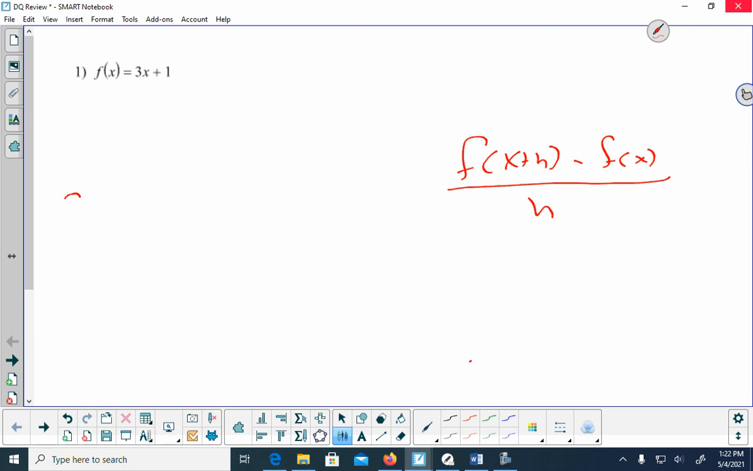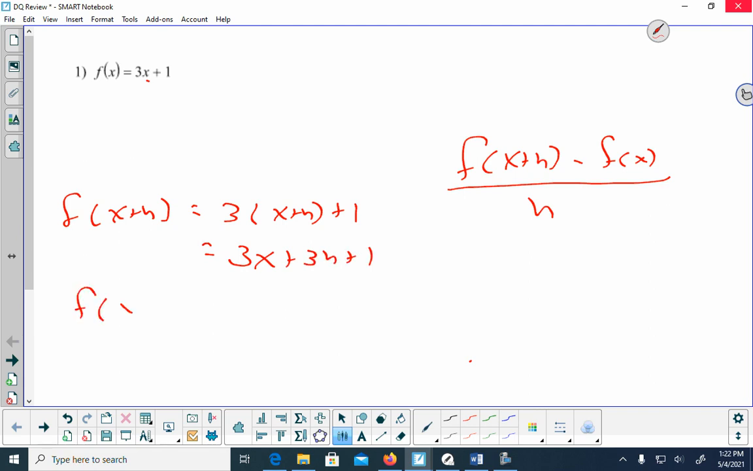So the first thing I'm going to do is find f of x plus h. Every place I see an x, I'm going to write x plus h, plus 1. So this will end up simplifying to 3x plus 3h plus 1. F of x is just simply 3x plus 1.